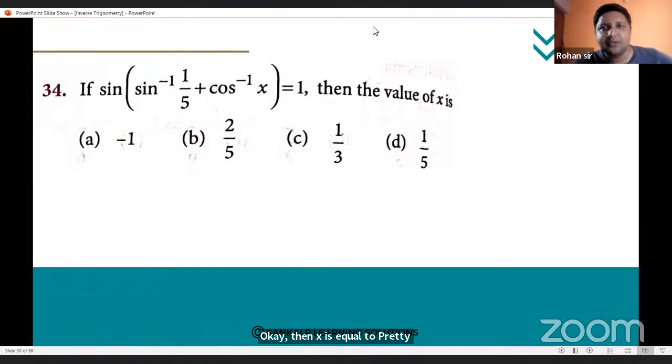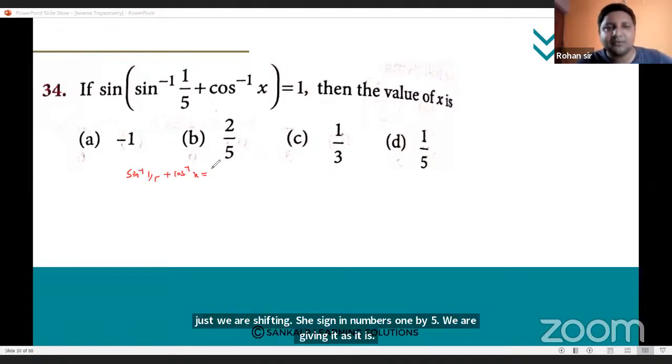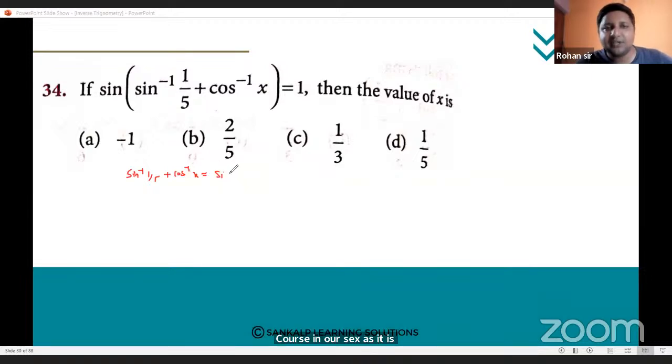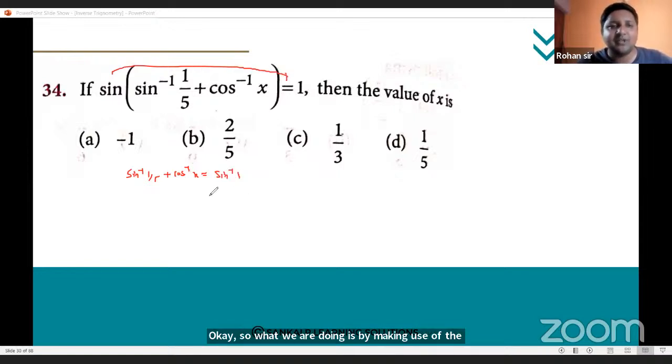Here what we can do is, see, just we are shifting. Sine inverse 1 by 5 we are keeping as it is, cos inverse x as it is. Now shift sine to the LHS, so it will be sine inverse 1. By making use of the definition, we are getting it in the form of sine inverse 1, and we know sine inverse 1 value is pi by 2. So sine inverse 1 by 5 plus cos inverse x is equal to pi by 2.